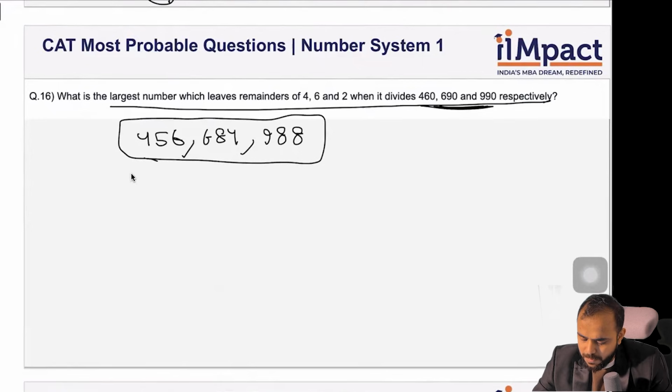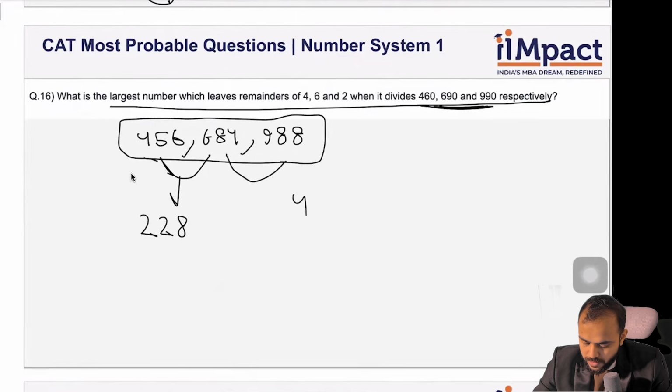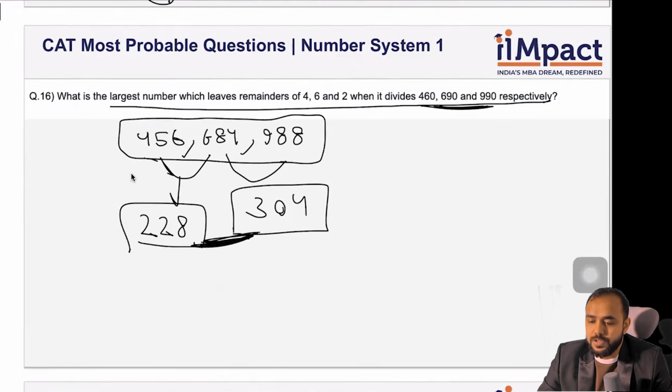I can further simplify this. I can take a difference here. I'll get 14 minus 6, that is 8. Then I will have 7 minus 5, that is 2. So this is 228. The difference here is 228 and the difference here will be 304. So I can find the HCF of these two numbers, 228 and 304. So this uses the concept that the difference can be used to find the HCF.